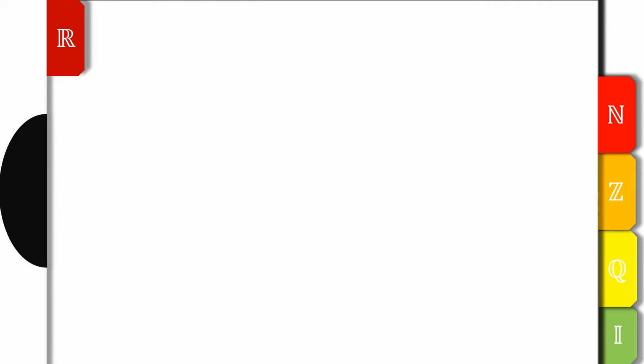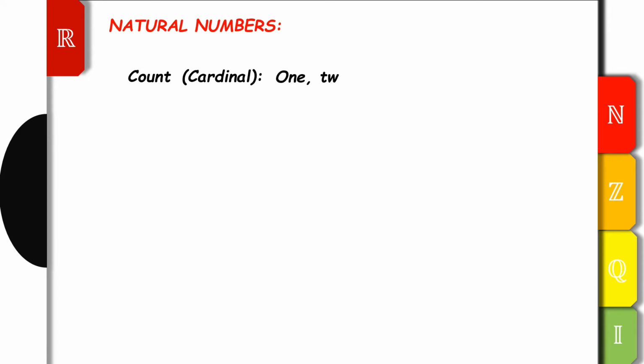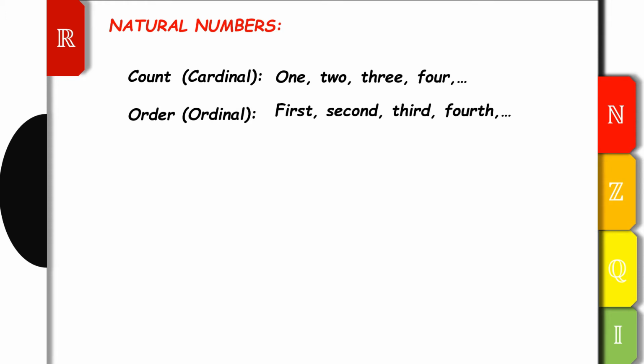Starting with the most basic subset of them all, called the natural number set, which consists of every whole positive number up to infinity, and these numbers have been used since the beginning of time to count things or to order things. If we were to count, we use the cardinal representation of the natural numbers. These are 1, 2, 3, 4, up to infinity. If we were to order things, then we would use the ordinal representation of the natural numbers, which would be first, second, third, fourth, up to infinity. That's why they are called ordinal numbers, because they are related with the order of things.